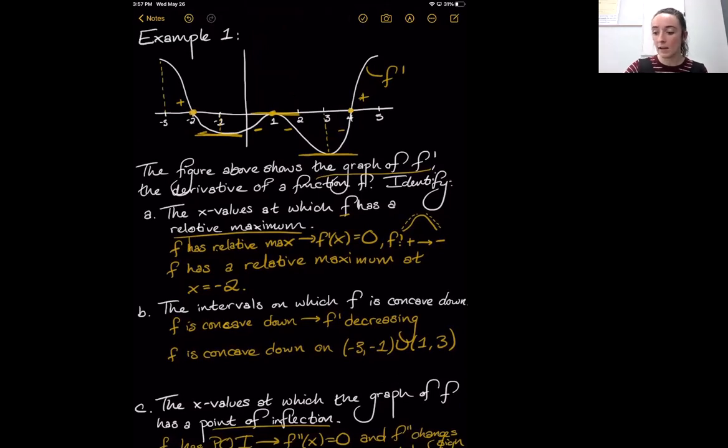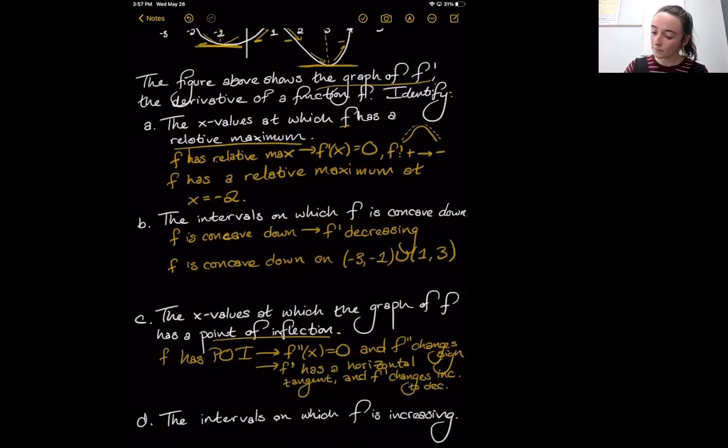Well, at x equals -1, yep, it's decreasing and then increasing. At x equals +1, it's increasing and then decreasing. And at x equals +3, we have decreasing and then increasing. So all three of those x values are going to turn out to be points of inflection. So x equals -1, +1, and +3.